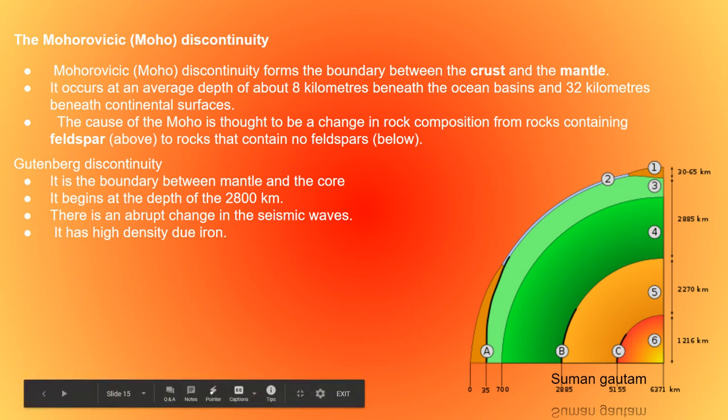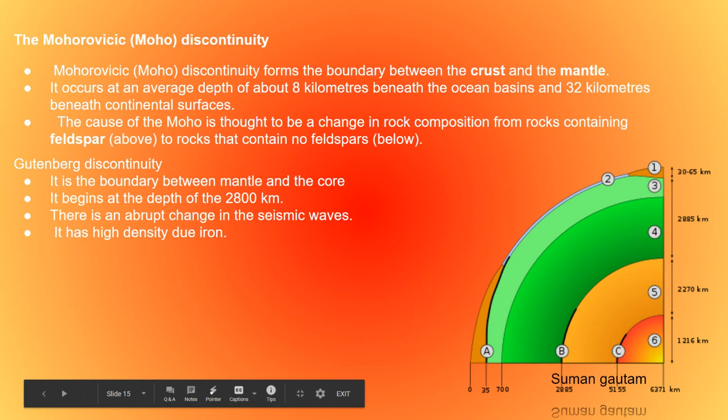Moho discontinuity forms the boundary between crust and mantle. So this is thin crust and this is green belt. This is mantle. Light green and dark green is mantle. So this A, that is 35 kilometer, this is called Moho discontinuity. Discontinuities are made with the black lines, so you can easily understand them. Moho discontinuity is between these two lines.